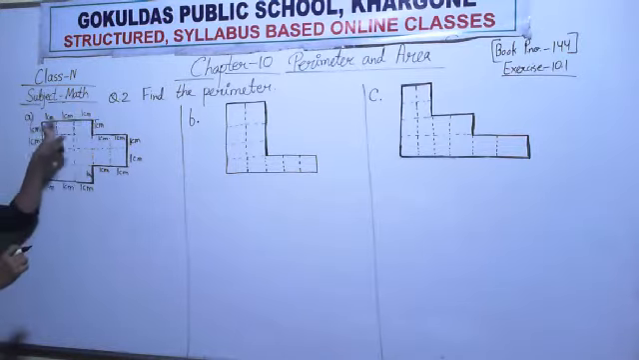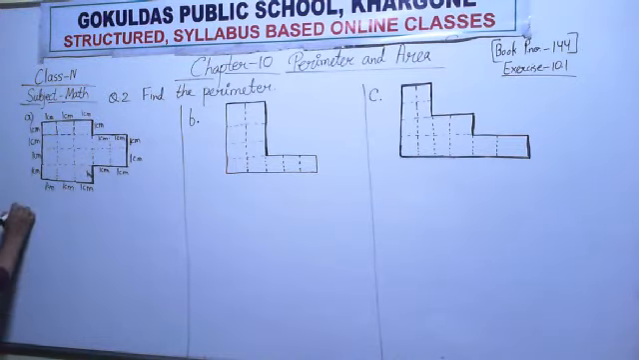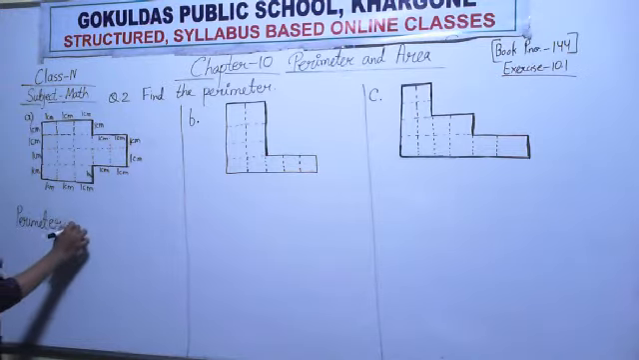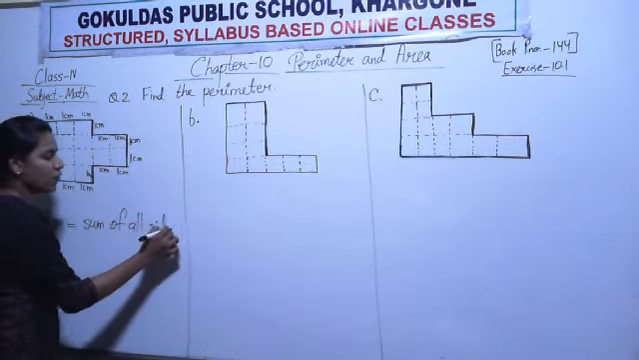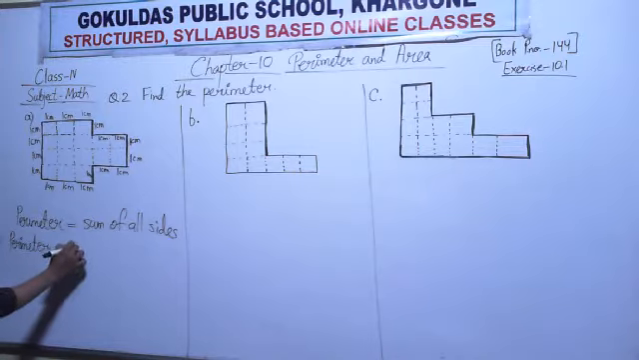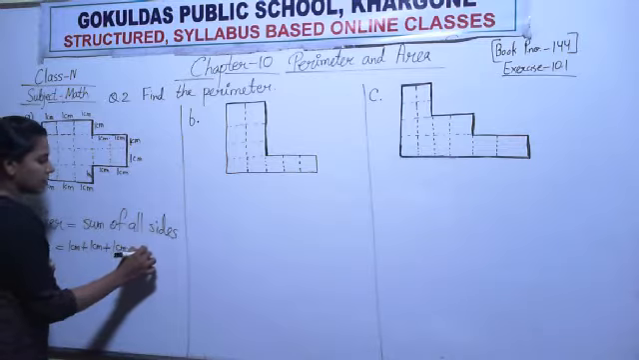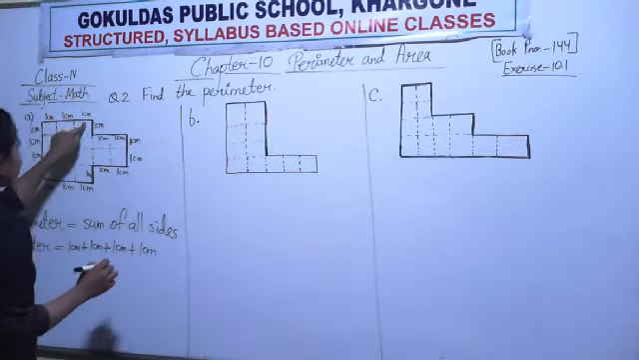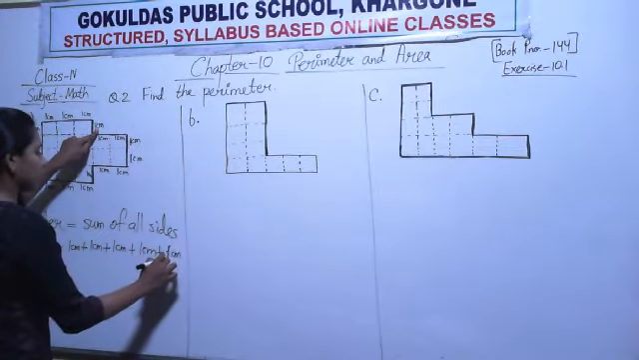Now you know the value of these sides, so you can find the perimeter. What is the formula of perimeter? Perimeter is equal to the sum of all sides, right? So the perimeter will be 1 centimeter plus 1 centimeter plus 1 plus 1 plus 1 centimeter, and so on.